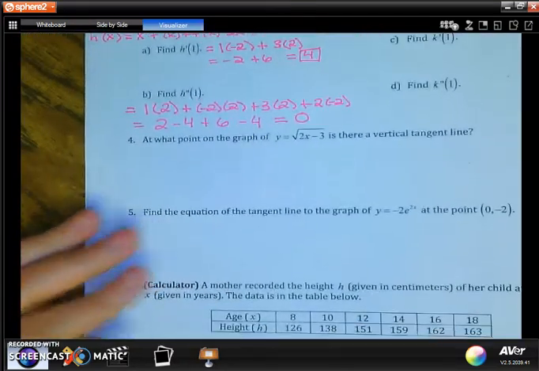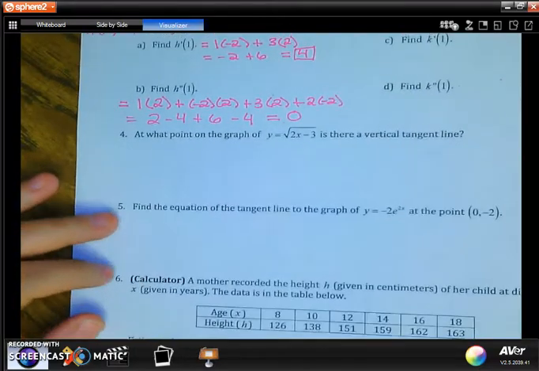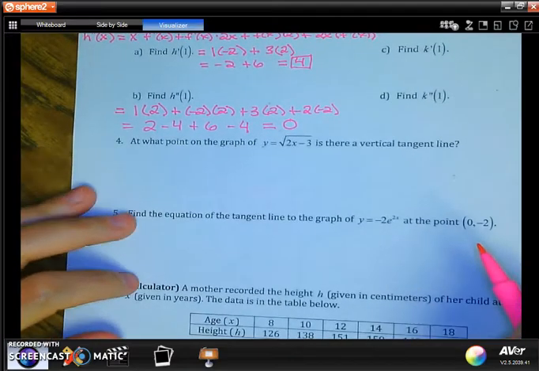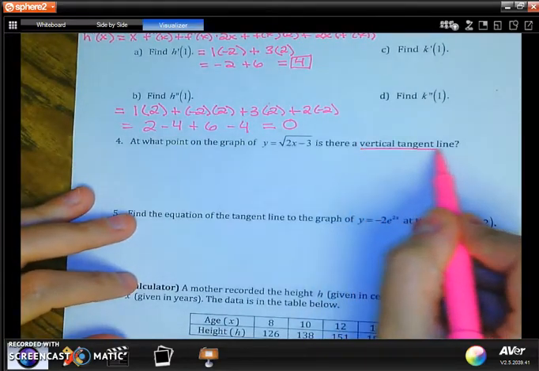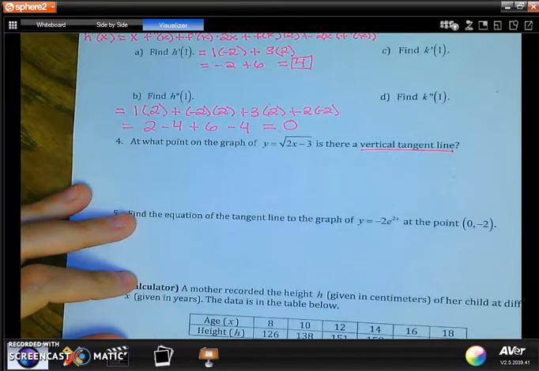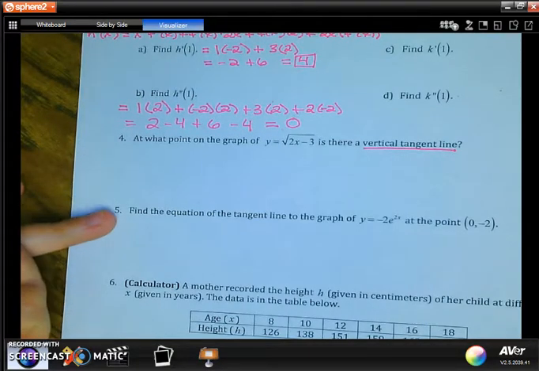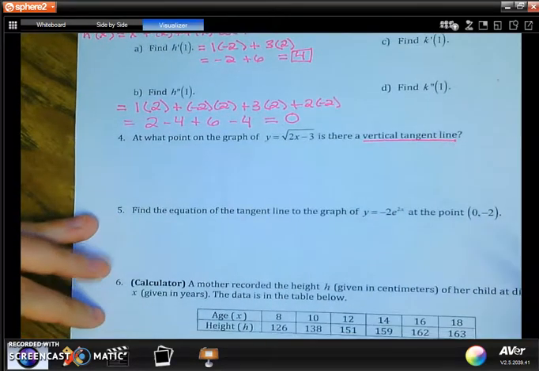Okay. All right. At what point on the graph of y equals square root of 2x minus 3 is there a vertical tangent line? So, vertical tangent lines. You should kind of be thinking to yourself that there is a vertical tangent line, okay? You should be thinking the denominator is 0, right? So slope of the tangent line, you're thinking slope. Slope in calculus means derivative. So really what this is saying is take a derivative, and then you're probably going to end up with some sort of a denominator, because that's how you're going to get a vertical tangent line there.